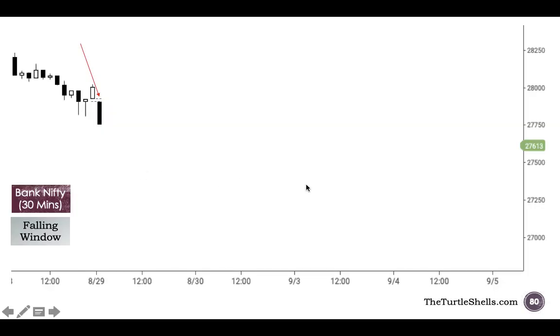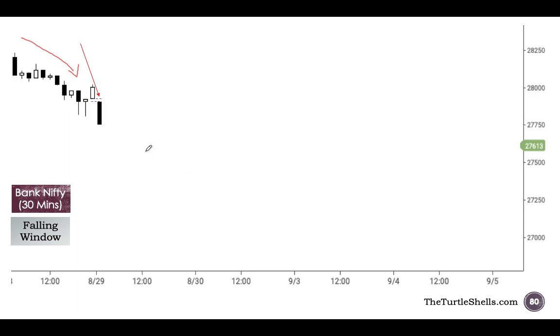Let's quickly have a look at an example. In this case, we take a falling window. The market is going down and suddenly you have this gap here between the low of this candle and the high of this candle. There is a gap. Ignore the colors of the two candles. What is important is that gap. That gap is a falling window. A falling window, we know, becomes resistance.